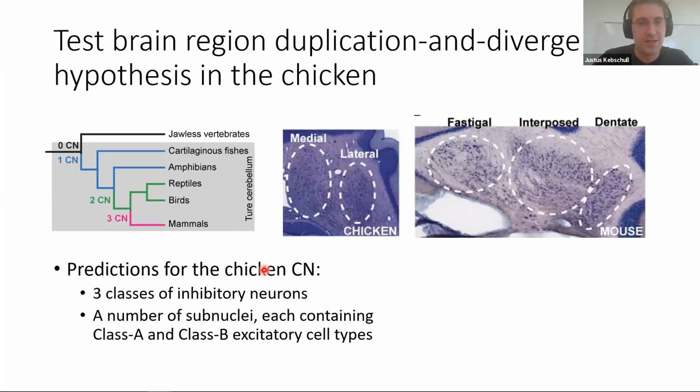To test this, we figured we'd look at the chicken, which has 2 cerebellar nuclei and some unknown number of subnuclei. And so our prediction for what we should see in the chicken, if this duplication and divergence hypothesis is true, is 3 classes of inhibitory neurons that correspond to the mouse classes, and then some number of subnuclei that each contain class A and class B excitatory cells.